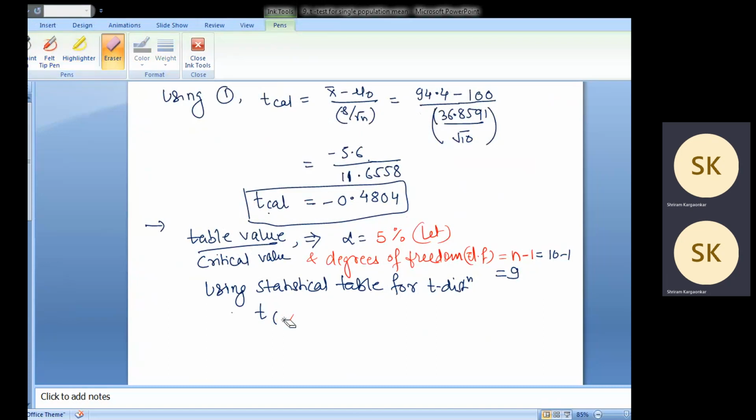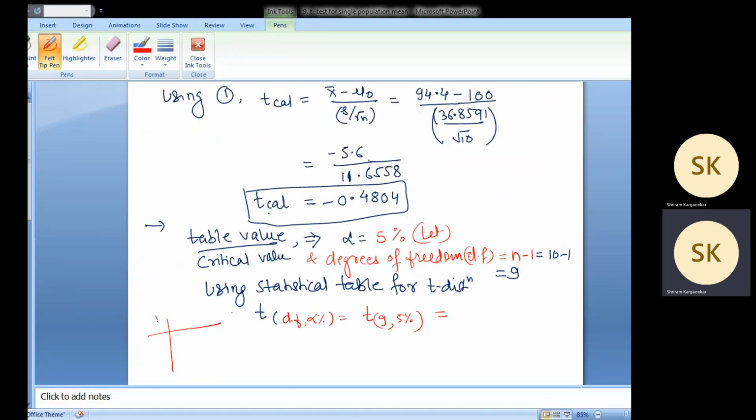Degrees of freedom and alpha percentage. Okay, it is degrees of freedom, alpha percent, in favor of significance. So in this case, it is 9 and 5% or 0.05. So I can directly tell you the value. So how to see that?